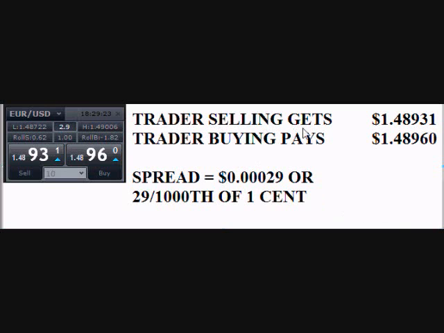So let's break that down again. The trader selling gets $1.48 and 0.931 thousandths of a penny, but the trader buying pays a little bit more. He pays $1.48, 0.960 thousandths of a penny. The difference between the two is known as the spread. In this case it is 0.00029 of a dollar, or 29 thousandths of a cent. This is the amount the broker makes, and in this particular instance, on one $10,000 lot of currency would be about $2.90 on this pair.